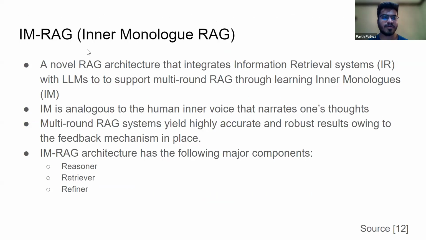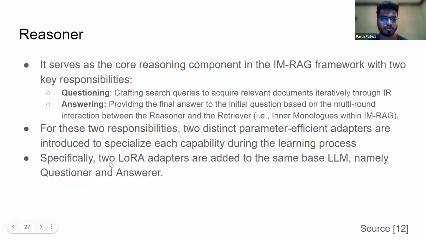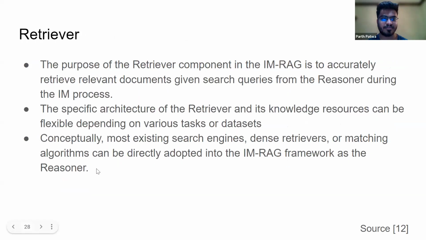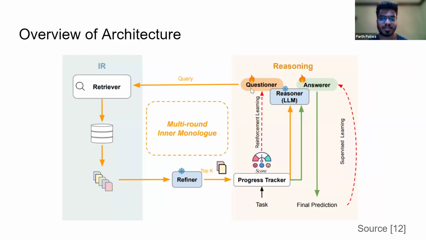And finally, we have IM-RAG, which is inner monologue RAG. It is like a cyclic chain of thought reasoning in a way. So here it is trying to mimic the human inner voice, where we have a monologue on whether this answer is right or not, and then in a loop. So it has a reasoner, retriever, and refiner. I can explain with the diagram.